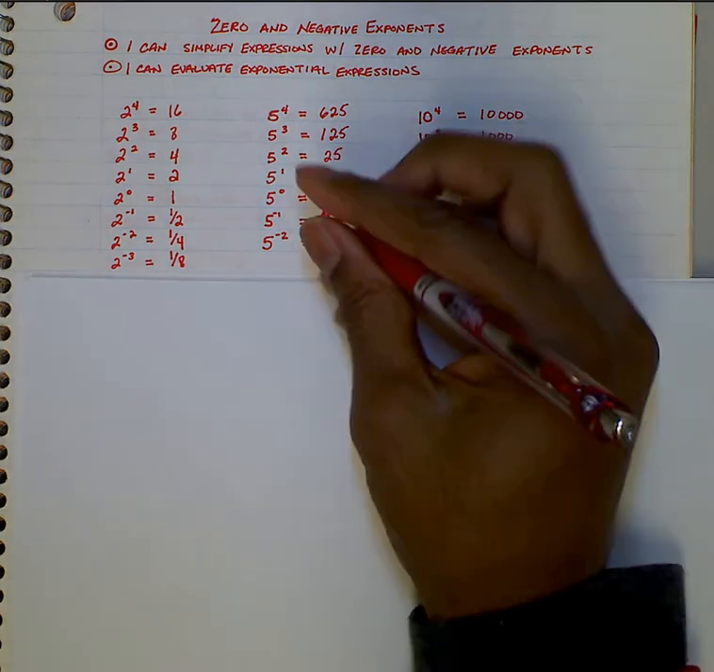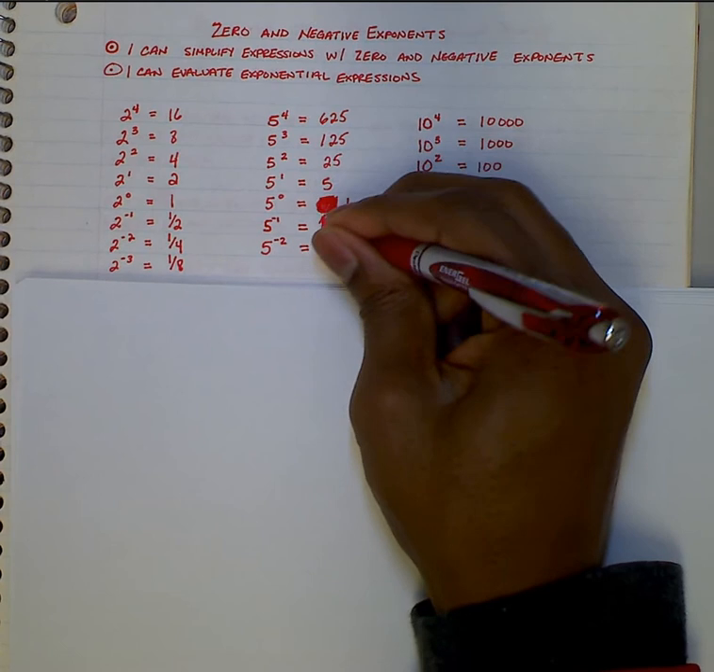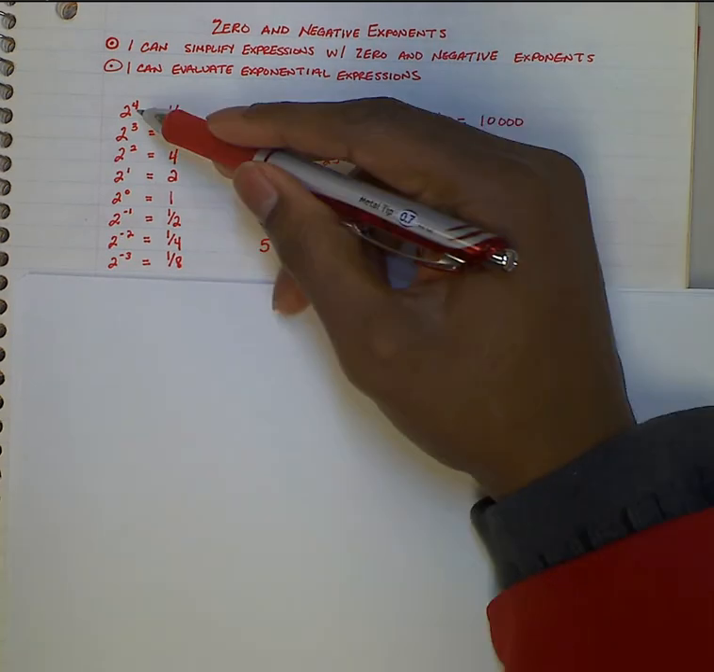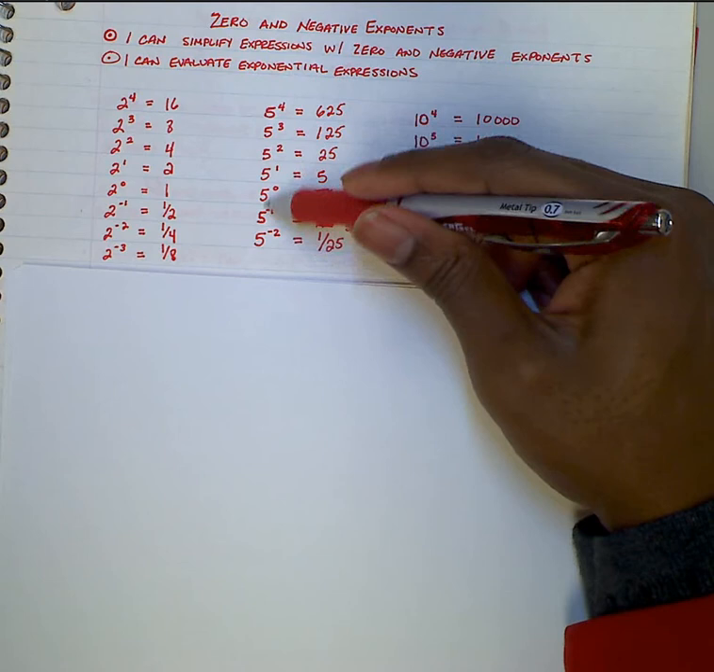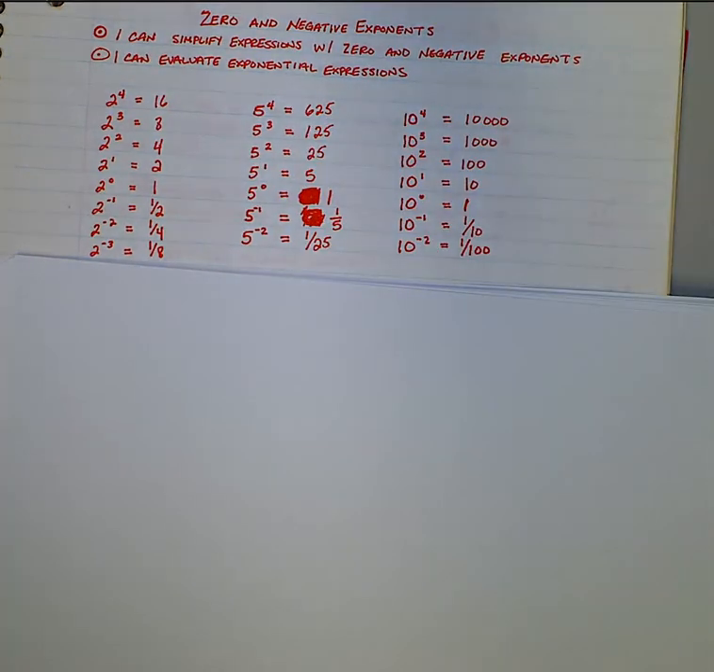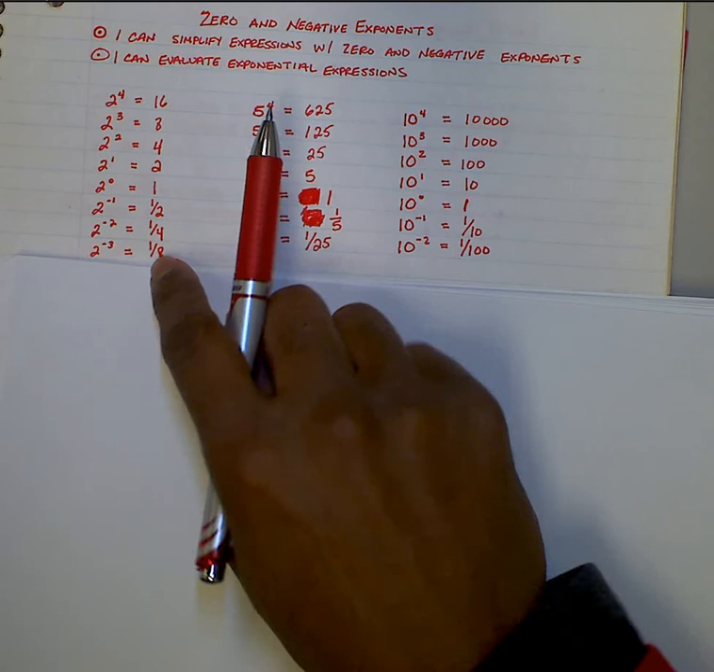If you can erase these big red blotches from your mind. Notice this pattern. Here, it divides by 2 each time. Notice our base is 2. Here, it divides by 5 each time because that's our base. Here, it divides by 10 each time. A couple things I want to point out. Notice that our exponents are negative, but our numbers aren't negative. Our exponents will not make our number negative.